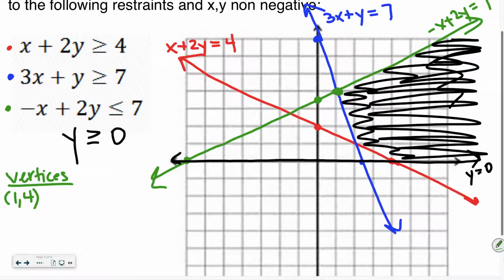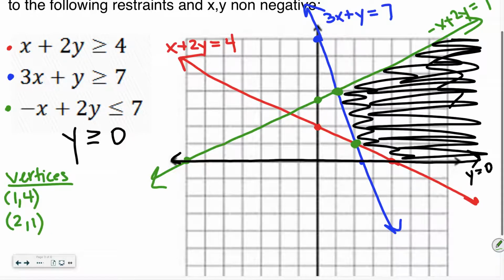It looks like 2, 1. So this right here, the blue and red. Let's be sure. And see, this is why I have my lines labeled. Is 2 plus 2 times 1 equal to 4? And then the blue line is 3 times 2 plus 1 equal to 7. Oh, good. So 2, 1 is an intersection. All right. What's another vertex point? Or is that it?